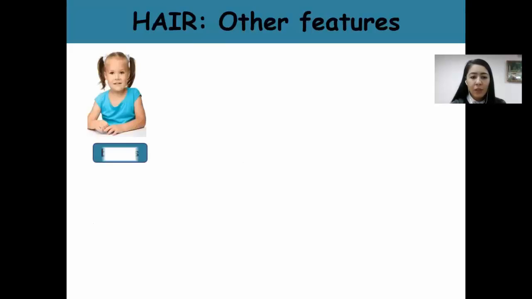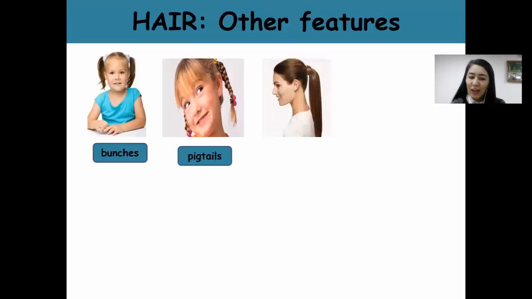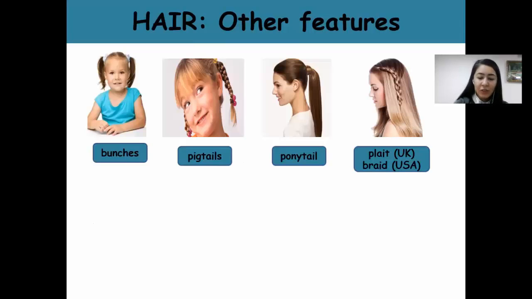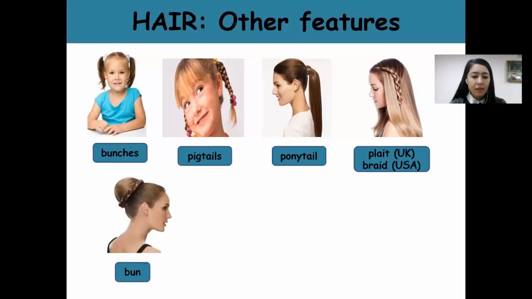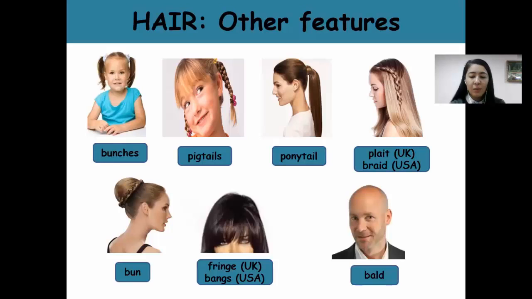Let's talk about other features. Sometimes girls, especially little girls, like to do bunches, pigtails when they go to school, right? Sometimes it's a ponytail, and sometimes it is a plait. In the UK they say plait, and in the USA they say braid. Some people want to do a bun, and it can be bangs, you see this, and then it can be bald.